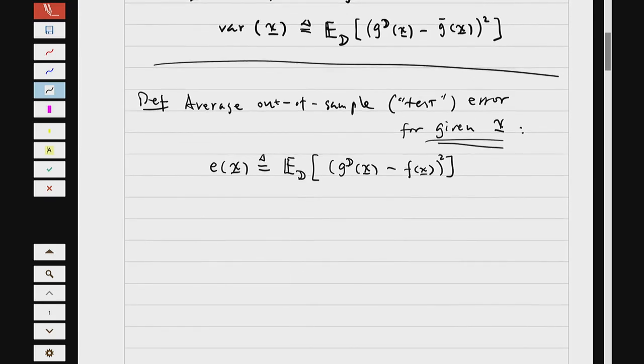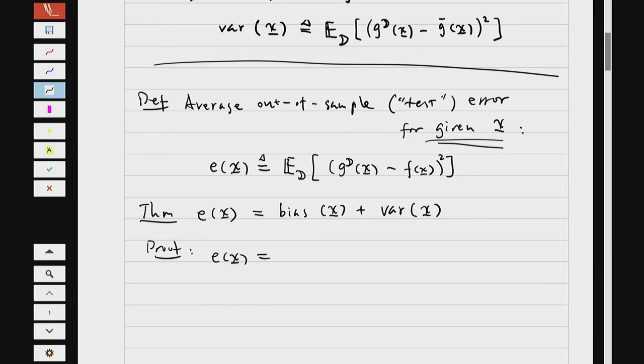So as we alluded to earlier in the example, this E of x, this average out of sample error, turns out to be equal to the bias plus variance. We saw that from the example, but can we prove this? In general, this is true. So what is E of x? Well, it is the expectation of that squared error.